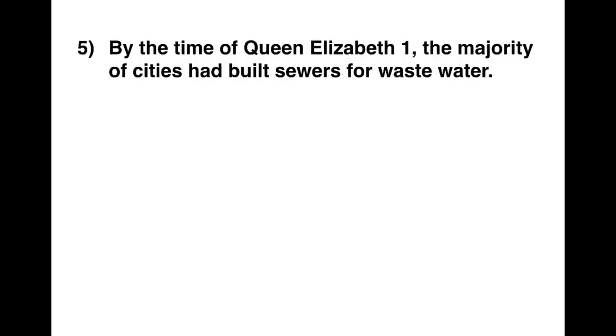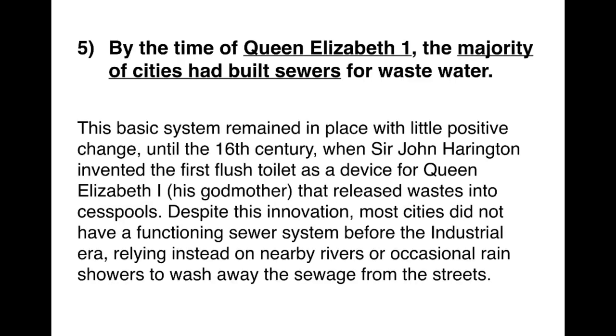Then we go on to number 5. By the time of Queen Elizabeth I, the majority of cities had built sewers for wastewater. So you'd look for the keywords Queen Elizabeth I, majority of cities had built sewers. And here's the part of the text where we find the answer. So we find Queen Elizabeth I there in the middle, and then we find the keywords that give us the answer. Most cities did not have a functioning sewer system. So the answer must be false, because it's the opposite. Cities did not have a functioning sewer system at this time.